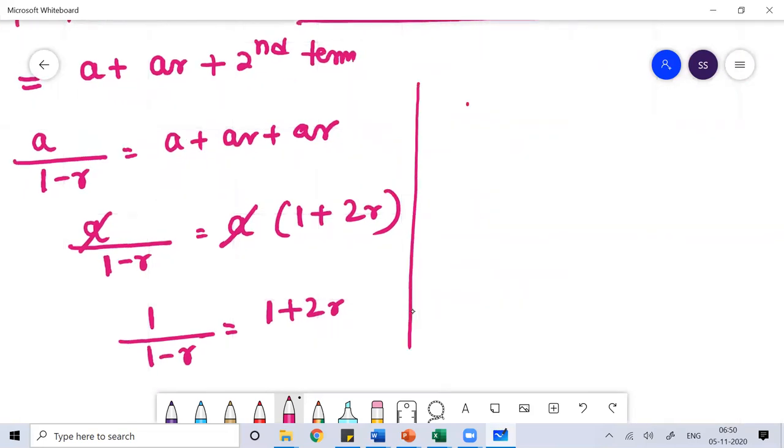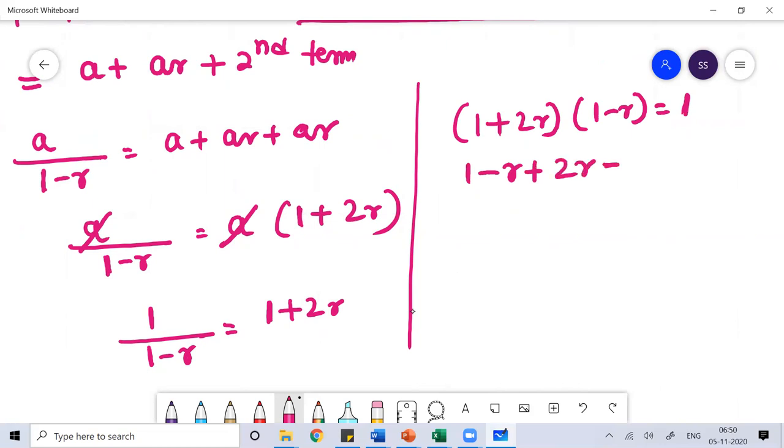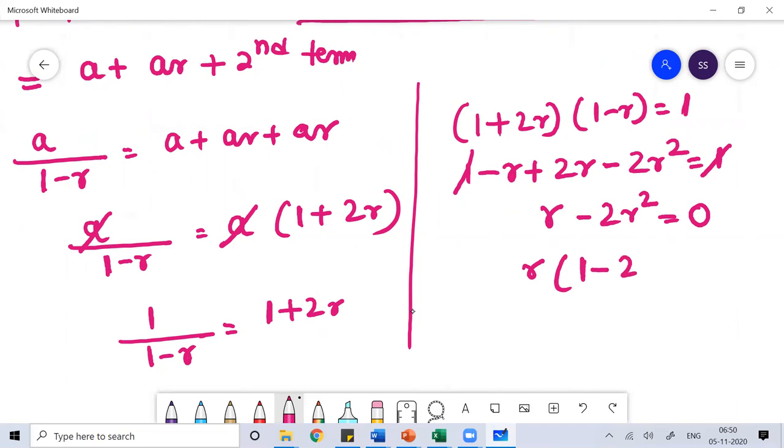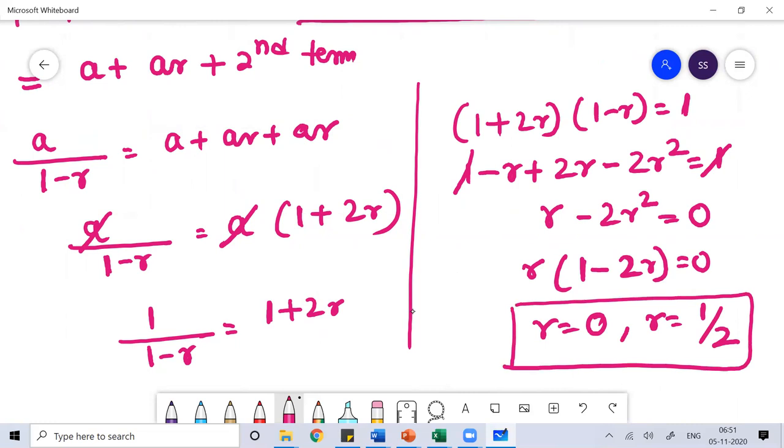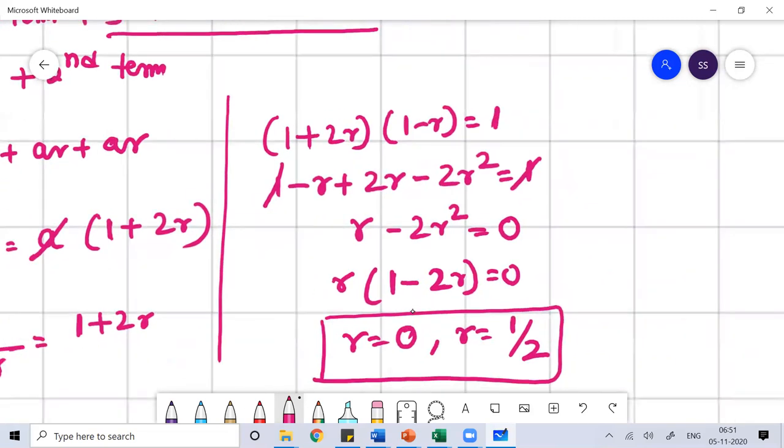So what I can do is multiply, because 1 plus 2R into 1 minus R is equal to 1. So 1 minus R plus 2R minus 2R square is equal to 1. This gets cancelled. So R minus 2R square is equal to 0. If you take R common, 1 minus 2R is equal to 0. So the R value is either 0 or 1 minus 2R is equal to 0, so R is 1 by 2. So you got the value of R. 0 cannot be the value of R. The R value is 1 by 2.